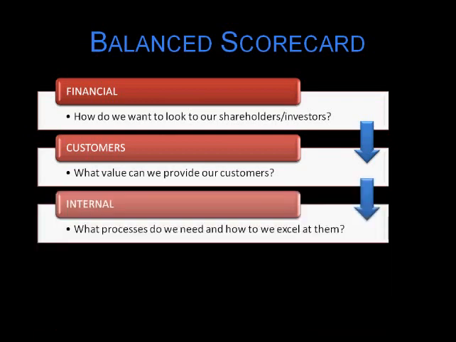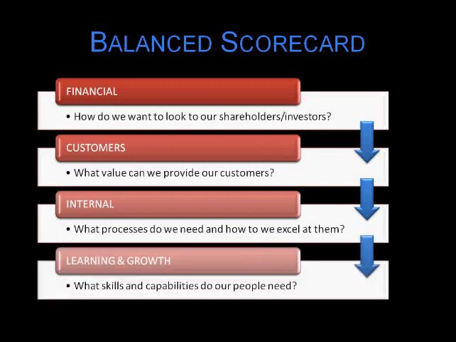Internally, what processes do we need and how do we excel at them in order to provide value to our customers that will allow us to reach our financial goals? And finally, under learning and growth, what skills and capabilities do our people need in order to excel at our processes that will add value to our customers that will allow us to reach the financial goals that we've set? So you can see each of these are interrelated.